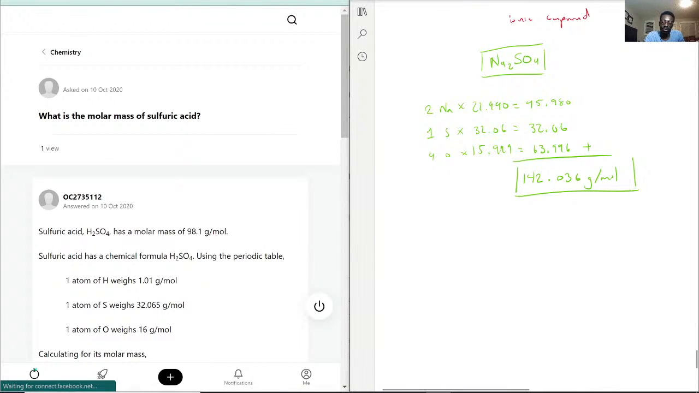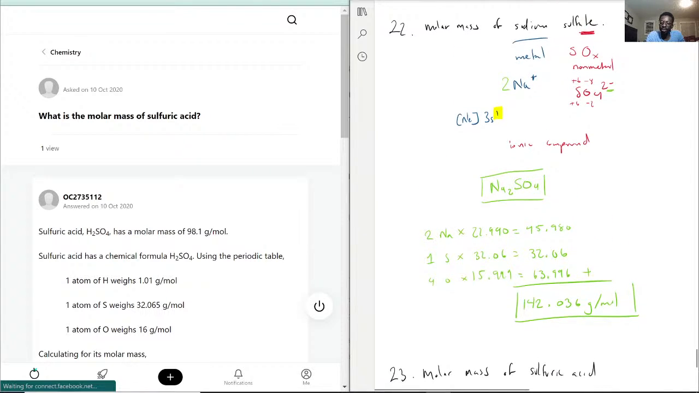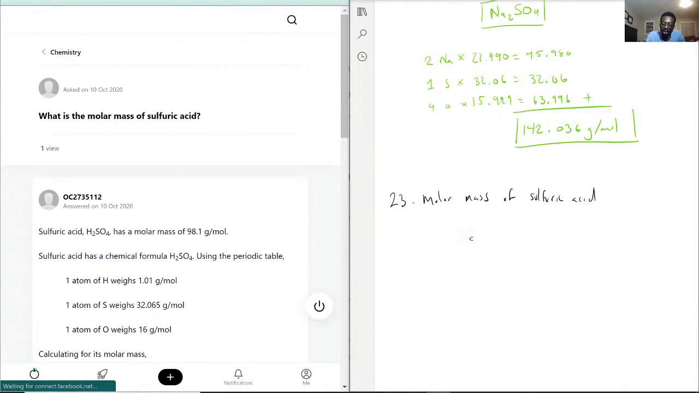Oh, wow. Back to back. More molar mass questions. At least some semblance of normalcy, hopefully. Molar mass of sulfuric acid. So actually, we just did sulfate. I remember when I discussed ate. So a sulfate ion is SO4 2 minus.